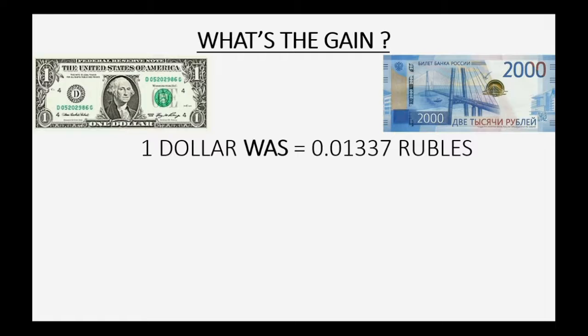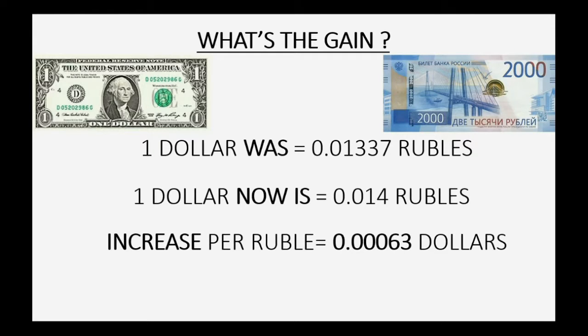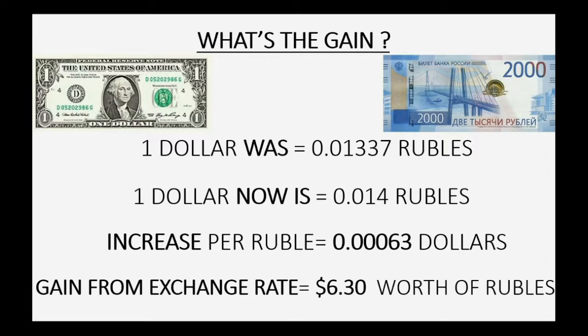So what's the gain? Well, the dollar was 0.01337 rubles on the day we made the invoice. Now, the day we get paid, the dollar is 0.014 rubles. The increase per ruble is $0.00063. And that gain goes for every single one of the 10,000 rubles. So if you multiply the gain times 10,000, that means the gain from exchange is $6.30.